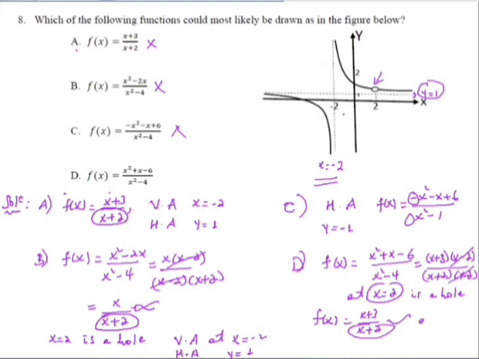At x equals -2, you will have a vertical asymptote, and the horizontal asymptote is y equals 1, dividing the coefficient of the leading term in the numerator and the denominator. So this function can properly describe the given graph. Therefore, our answer will be D.